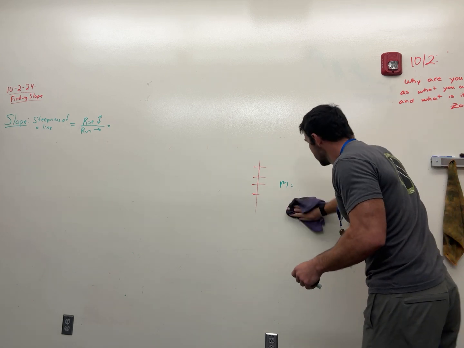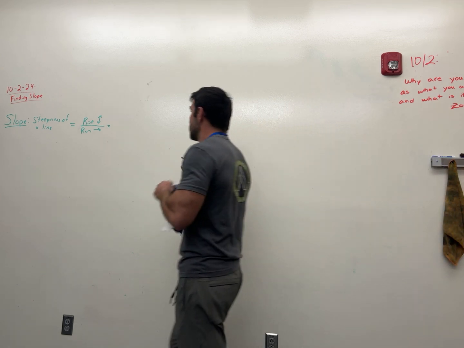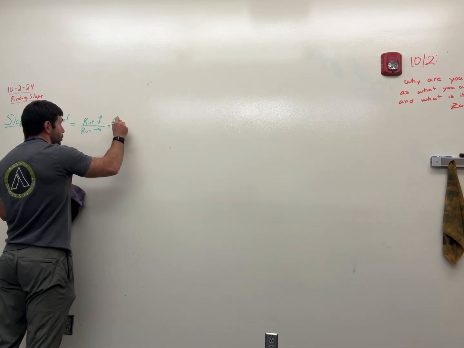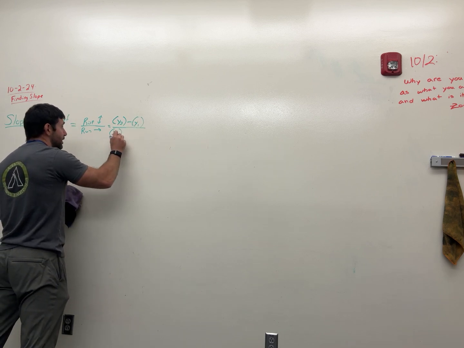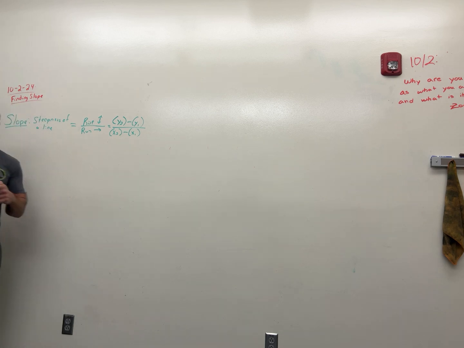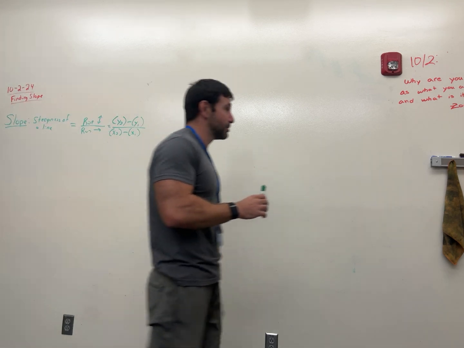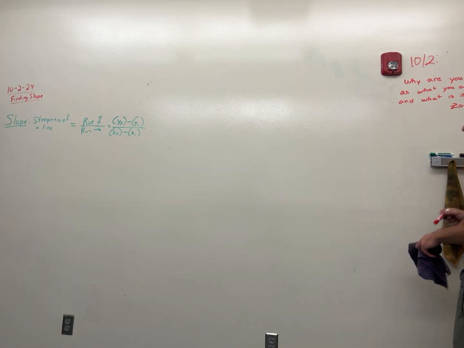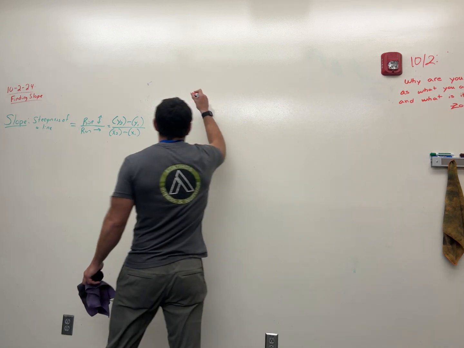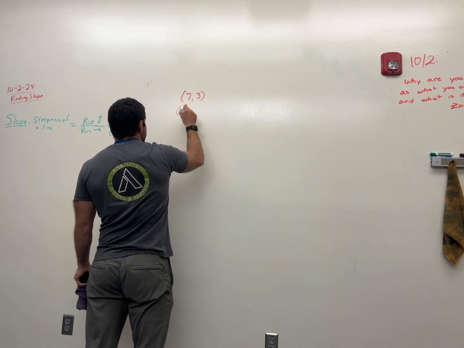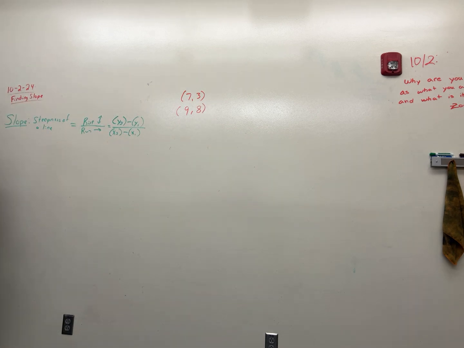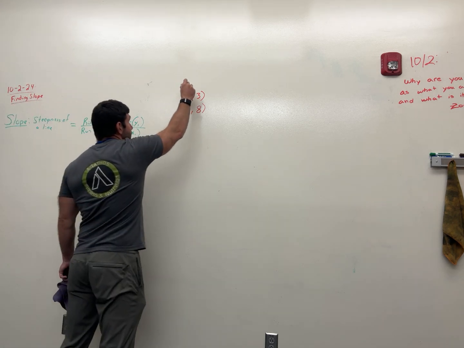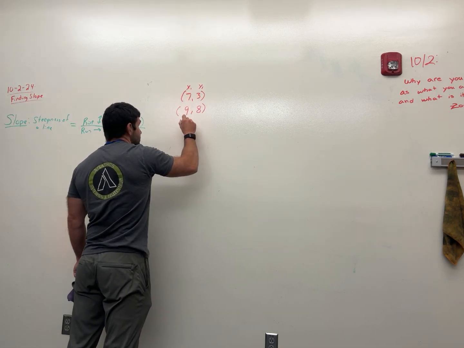Now we get into the mathematical formula, which is exactly how I want you to write it. y2 in parentheses minus y1 in parentheses divided by x2 in parentheses minus x1 in parentheses. You've seen this. y2 minus y1 divided by x2 minus x1. You might say, Mr. H, what is that? That says if I give you two ordered pairs, 7, 3, 9, 8, and say, what's the slope of a line passing through these points? Well, we have x1, y1, x2, y2.